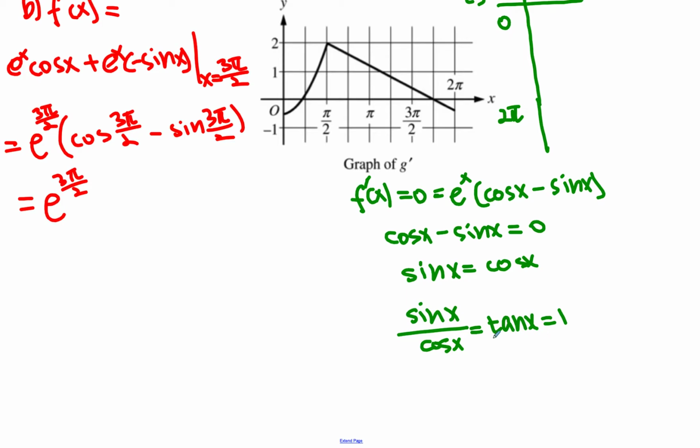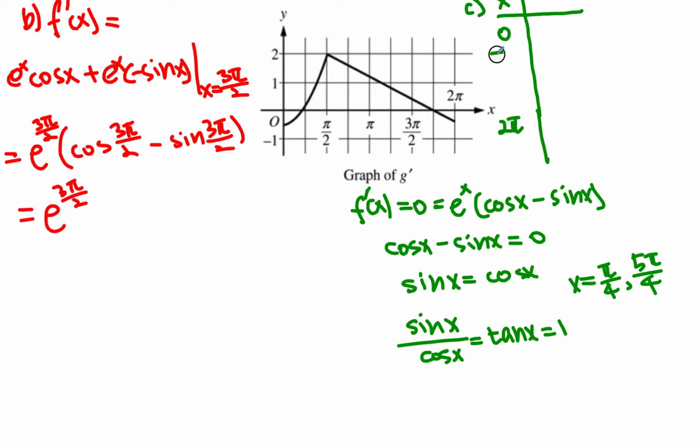Then when do you have tangent equal to 1? Oh, x has to be equal to pi over 4. It's in the first quadrant. Or it can be in the third quadrant. Hence, we get 5 pi over 4. So we have two values: pi over 4 and 5 pi over 4. All right, so we have 4 values here.